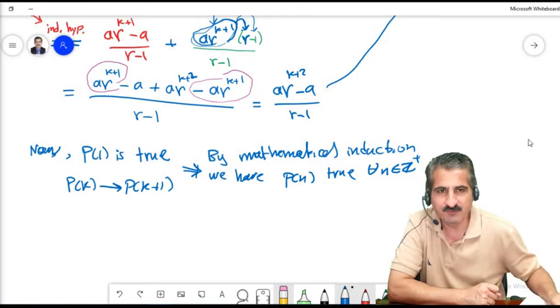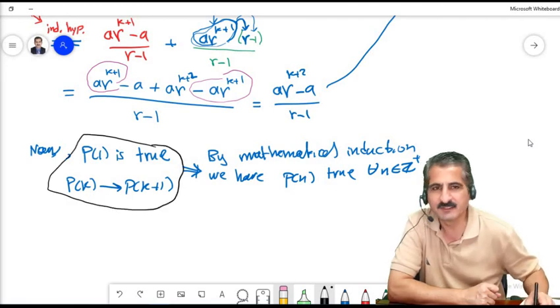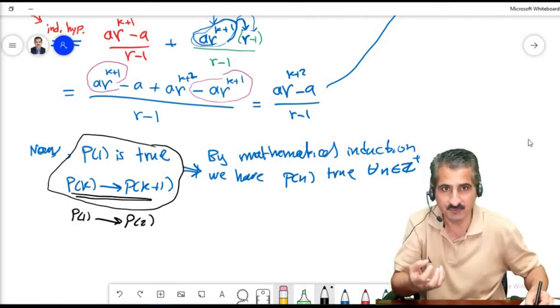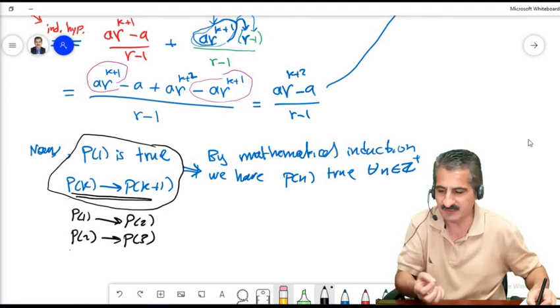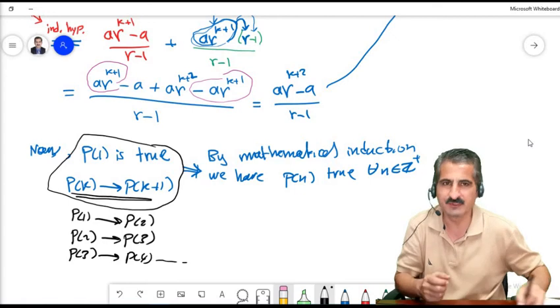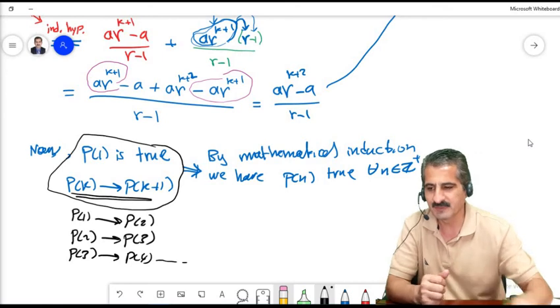And I want to emphasize here what these things mean. It is true at P of 1, and now using this I can conclude it is true at P of 2. Using this again, now we have P of 2 is true, so using this again we will conclude P of 3 is true. Now we have P of 3 is true, and then using that we will get P of 4 is true, and so on. And this is another trial to illustrate how mathematical induction is used.